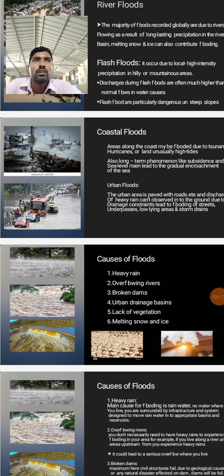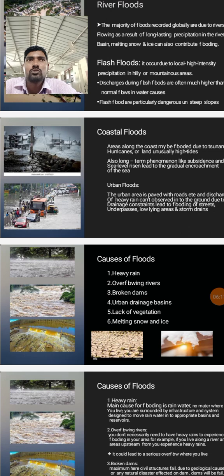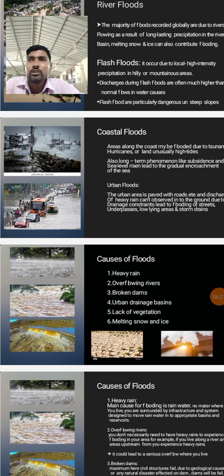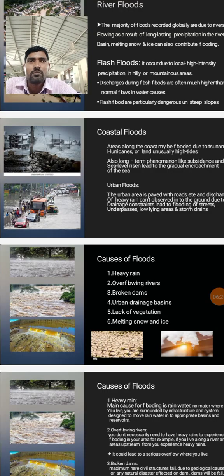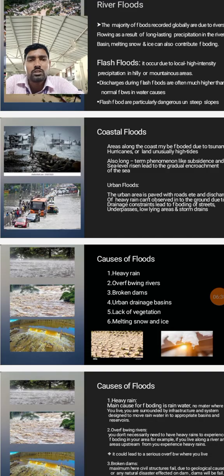For example, in our India, more than 900 kilometers of coastal area will be there. Coastal surrounding areas: Andhra Pradesh has coastal area, Tamil Nadu has coastal area, Kerala has coastal area, and also West Bengal has coastal areas. These are some of the states having very long coastal areas.